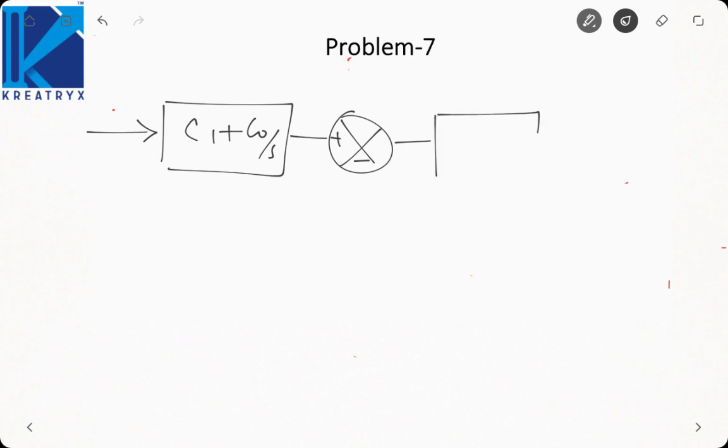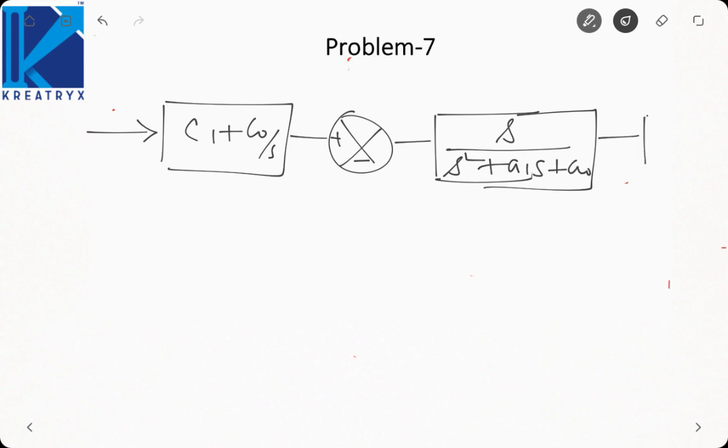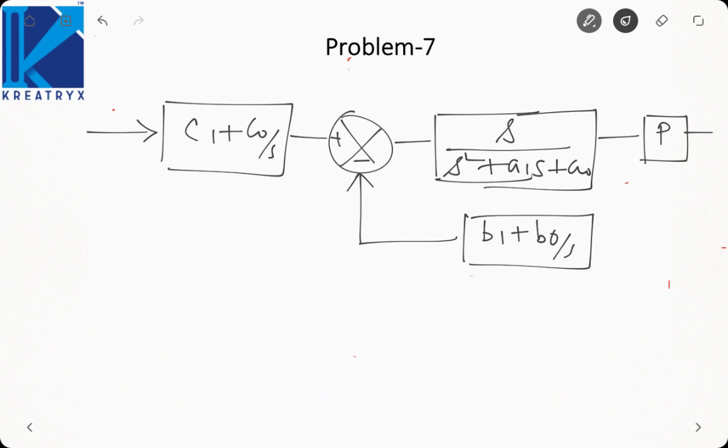Okay, here the signal is, what the signal is? It is simply, we saw S upon S square plus A1S plus A naught. Then the signal is P. Then the signal here is B1 plus B naught by S.